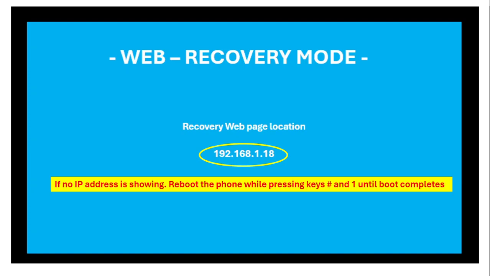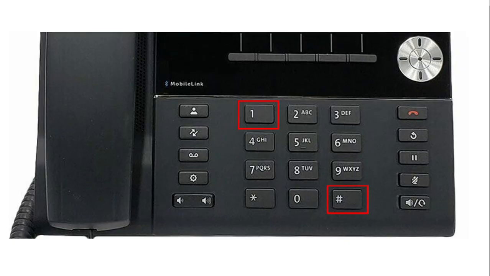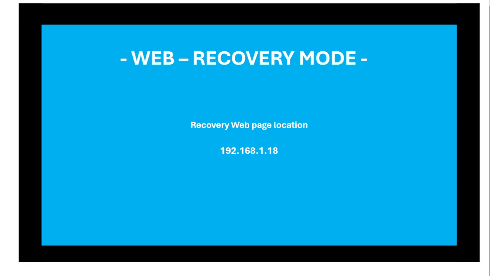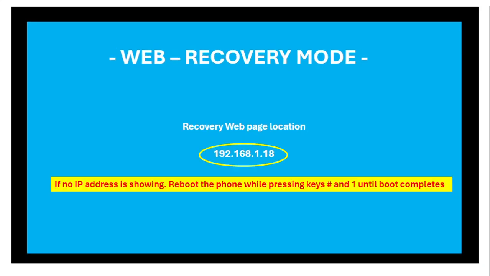What you then need to do is to press the pound key and number 1, which means it's a #1, at the same time, and reboot the phone. Continue pressing those two keys until the phone completes boot. This should take you back to where you find an IP address for web recovery location.